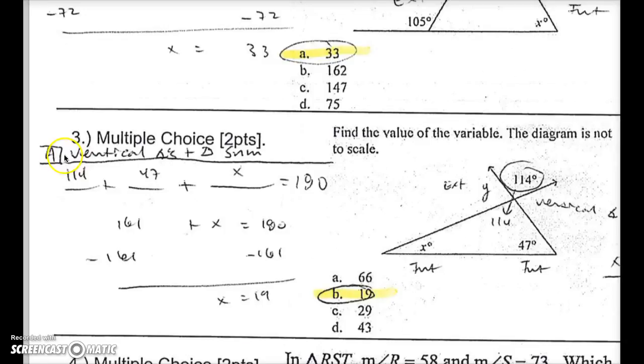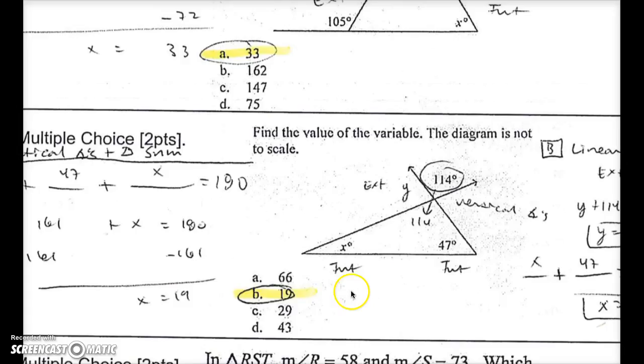Let me do it first. There's 2 ways of doing it. Let me show you guys using vertical angles and triangle sum theorem. So there's 114 degrees, and if I use vertical angles, they are congruent. Vertical angles there, and then I can use triangle sum theorem. Blank plus blank equals 180. There it is. Add these 2 together, get 161. Subtract 161, you get x equals 19. So that's one way of solving the problem.